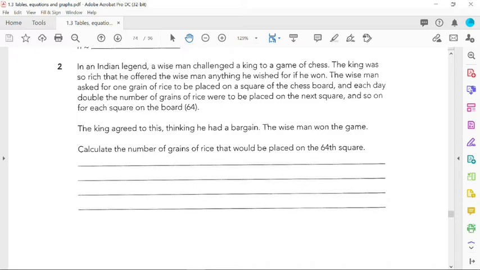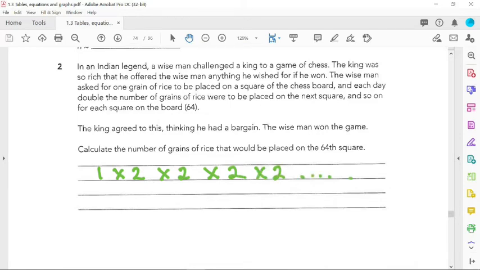Okay? And we're going to find out why. Calculate the number of grains of rice that we place on the 64th square. Okay? So each time, you're doubling what you had before. Do you agree? So we start off with how many grains of rice? 1. Then we're going to double it the next day. So that's times what? 2. Then we're going to double it the next day, which is times what? 2. Double it the next day, times 2. And then the next day, times 2. And so on.